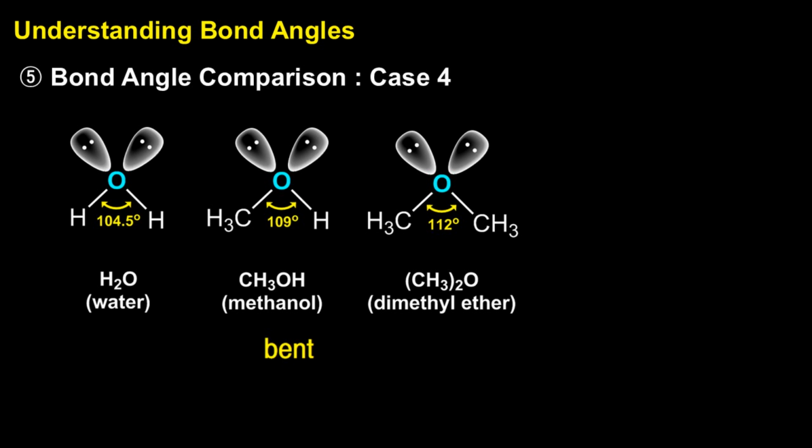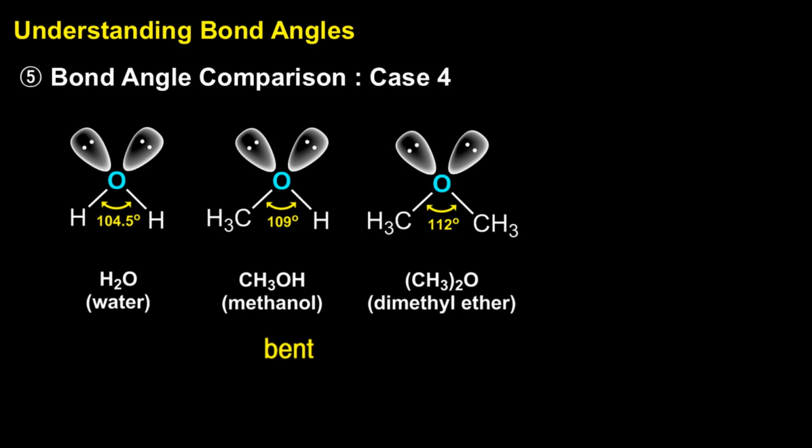So what's going on here? Why do the bond angles get larger as we move from water to methanol to dimethyl ether? Well, there are two main reasons. First, steric effects. As we add larger groups, like CH3, they take up more space and push the bonds apart. That's why dimethyl ether with two bulky CH3 groups ends up with the biggest bond angle.